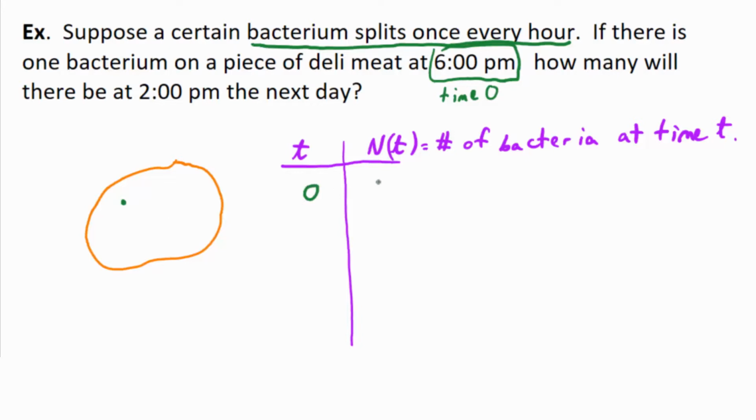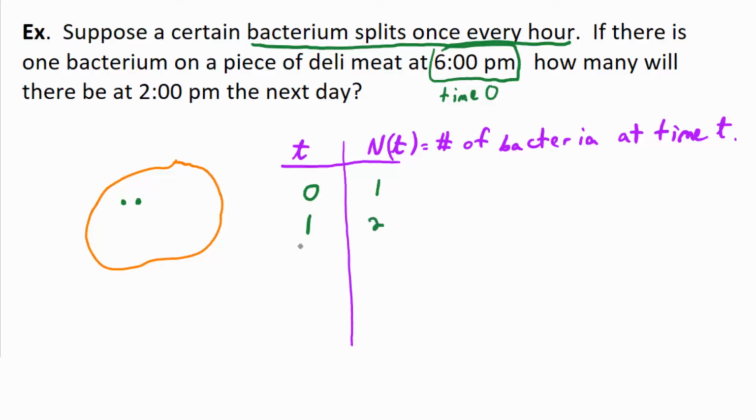And we know that there's one itsy bitsy little bacterium on that piece of meat at time 0. Okay, well, if it splits once every hour, at 7 o'clock, 1 hour later, how many will there be? Well, just split this guy. How many will there be? You can see that there's 2.